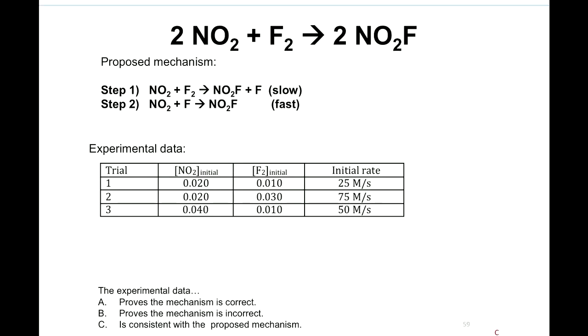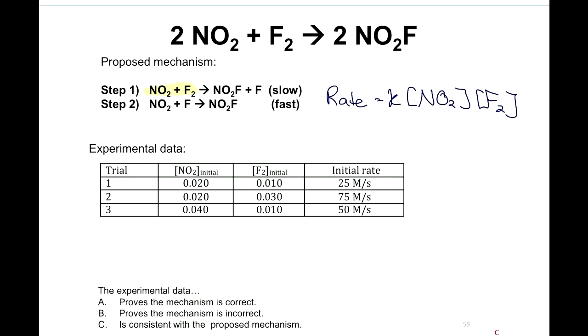So let's do what we are doing now and look at the proposed mechanism. Let's get a rate law. Tell me the rate law. Rate equals K, NO2, and F2. Is that it? Yeah. Slow step is the first step. Perfect. So based upon that rate law, it's first order with respect to NO2. It's first order with respect to F2.